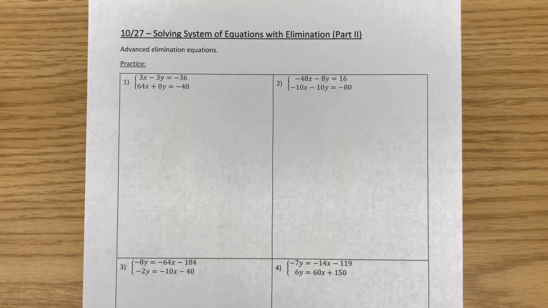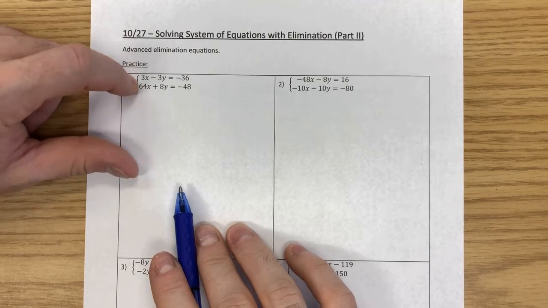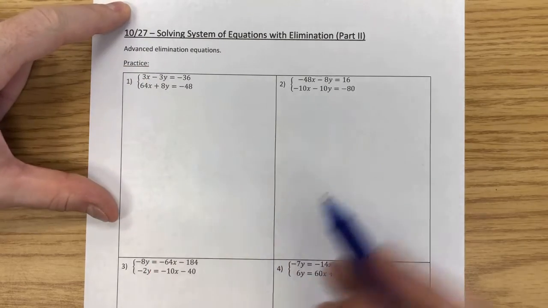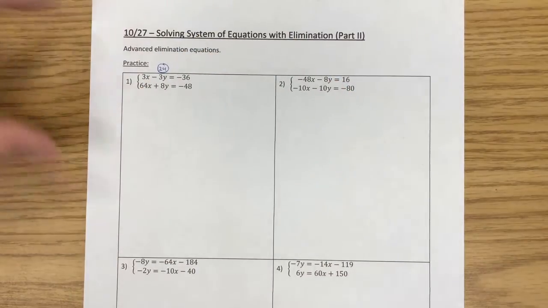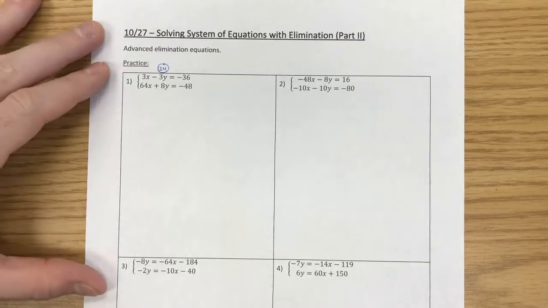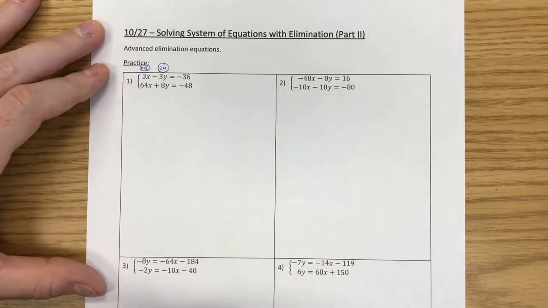So I don't need to worry about reorganizing the equation. I just need to worry about finding the least common multiple between either 3 and 64, or the least common multiple between 3 and 8. Most of us are going to go for the least common multiple between 3 and 8 because that's 24. I know that the least common multiple between 3 and 64 is going to be 192. We're going to go for the 24.